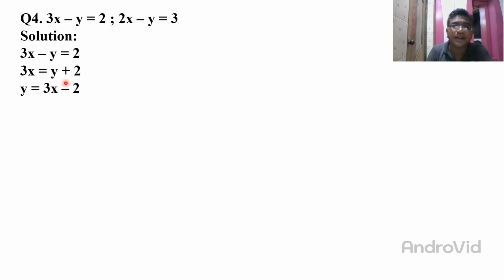Do you know how you get that? See, this is the plus 2. That plus 2 goes across and becomes minus, so it is 3x minus 2. That is written here: y is equal to 3x minus 2. With the help of that we can make a table. So how do we make a table?